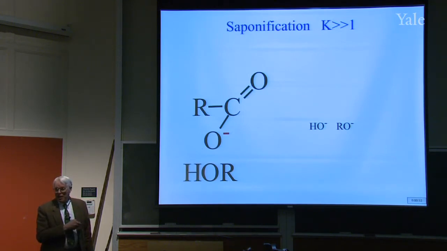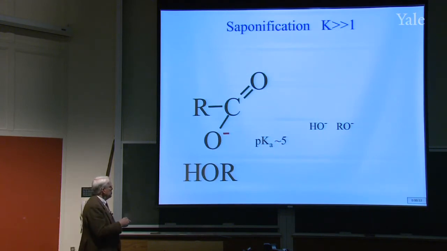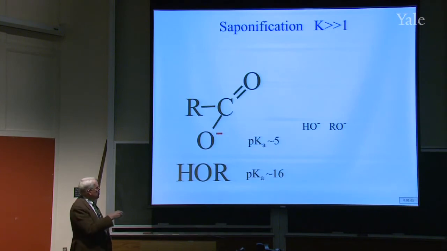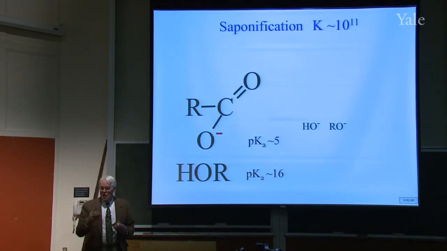And now that's very favorable because the pKa of the acid is about 5. The pKa of a typical alcohol is about 16. So they differ by 11 orders of magnitude. That means the equilibrium constant is about 10 to the 11th when you factor in that you don't stop at the acid but go to the anion of the acid and to the alcohol.